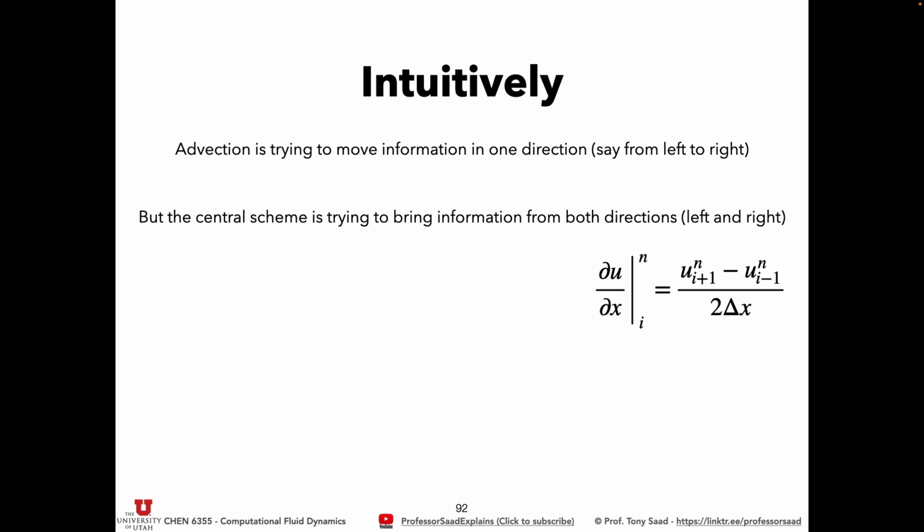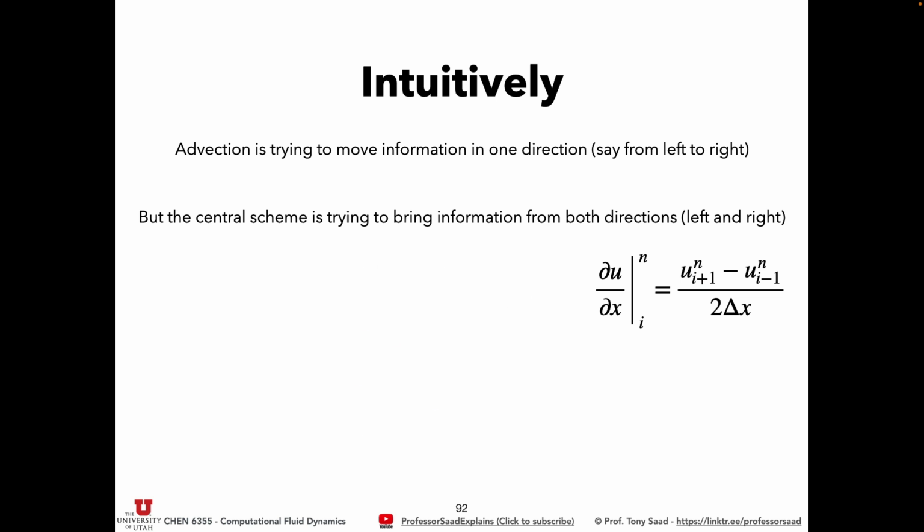advection, at least in this case that we're dealing with, is trying to move information in one direction. So in our setup, it's moving things from left to right. So we have the signal. It needs to move it from the left to the right, okay? But the central scheme is trying to bring in information, because it's central. It's bringing information from i plus 1 and i minus 1. Whereas I should only bring information from i minus 1. It's trying to bring information from the future, and it doesn't exist because this is advection. I don't know what's going on next, right?